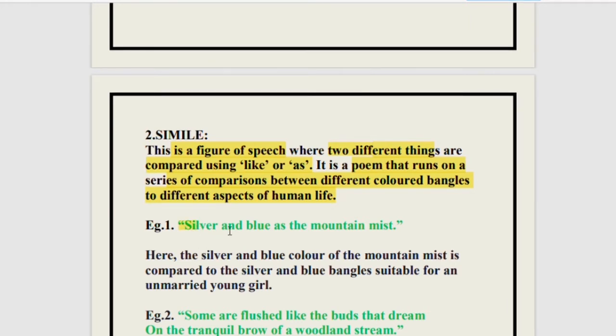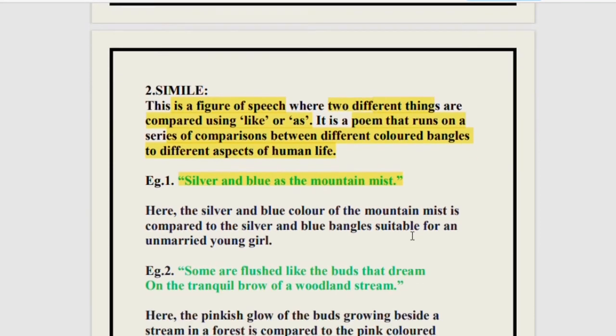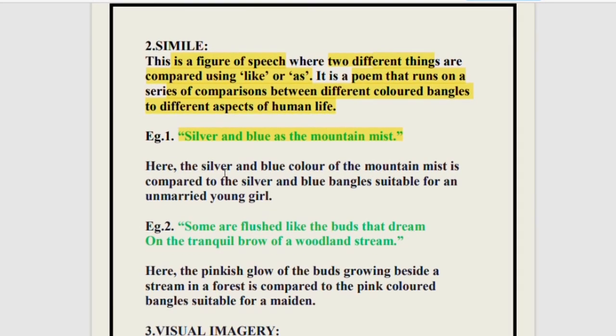The first one. Silver and blue as the mountain mist. In the second stanza, this is the first example where we see the silver and the blue color of the mountain mist. In the last class, we have seen the pictures also, pictures of the mountain mist, which are silver and blue in color. So that silver and the blue color of that mountain mist is compared to the silver and blue bangles, which are suitable for the young unmarried girls.